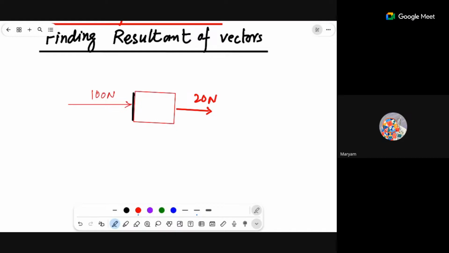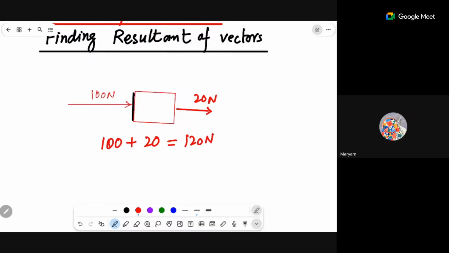In this case, what do we say? That the forces in the same direction are simply added. Forces in the same direction are added. So I can simply say that the resultant will be 100 plus 20, that is equal to 120 Newton.